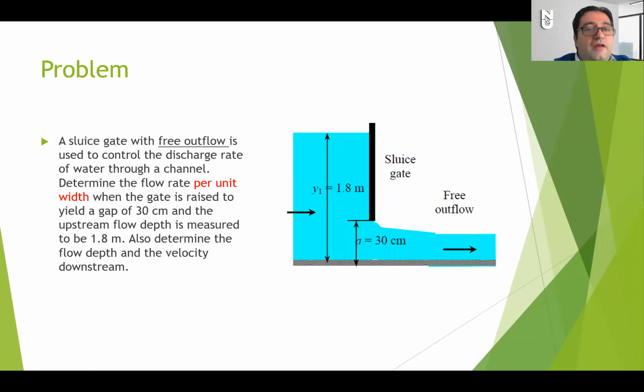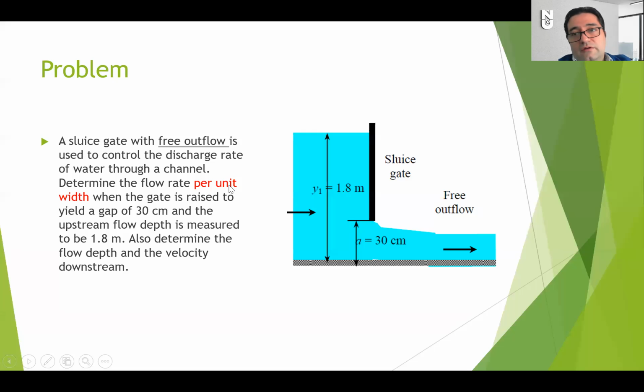Okay, so the problem is that, let's have a look at what it tells us. We have a sluice gate here, and the depth of the water on the upstream is 1.8 meters, and the opening under the gate is 30 centimeters, and we have free outflow. You should be careful whether it is given as free outflow or drowned outflow. There are two different types of outflows for sluice gates. And determine the flow rate per unit width.